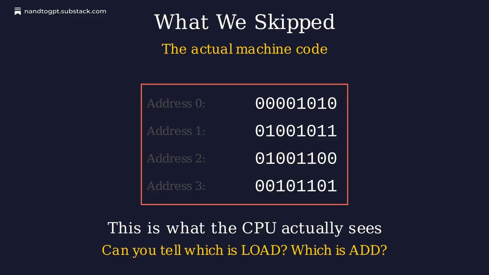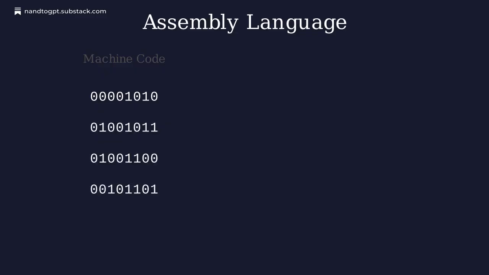But look at it, can you tell which instruction is load, which is add? This is why we need a better way to write programs. What if we could write human-readable text that maps directly to these bits? That's exactly what assembly language is.